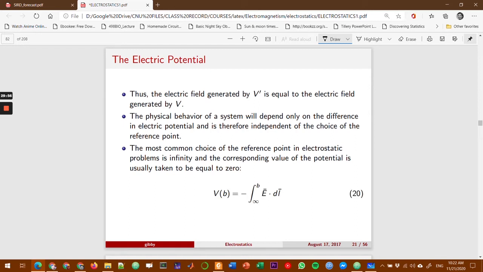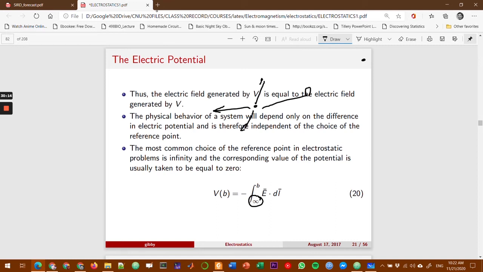Okay, that's what I've said. So the reference point would now be infinity. So from infinity to B, you calculate the line integral of the electric field. Say this is the electric field source, and this is its electric field direction.